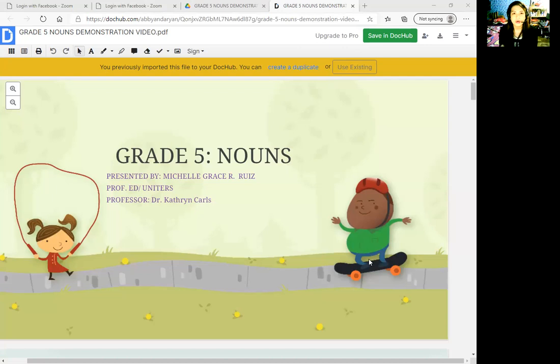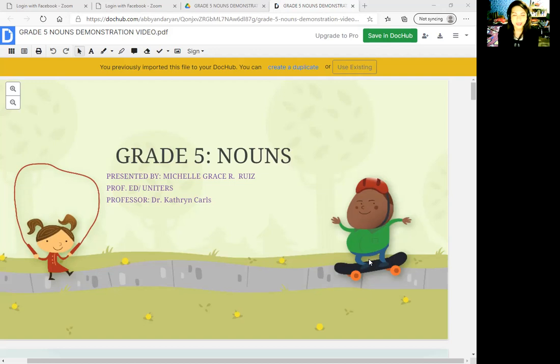As we go along, we're going to enumerate the different kinds of nouns, so we can differentiate a noun and be able to determine the different kinds of nouns. I'm sure that you have already heard about nouns in your previous lessons in grade 4, so we're just here to do a refresher. We're going to have some activities too, so I need you to get a pen and a pencil or paper with you.